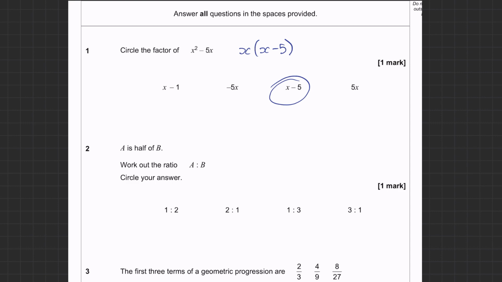Question 2. A is half of b. Work out the ratio a to b, circle your answer. Well, for the first one, if we say b is 2, well 1 is half of 2, and that's correct, so it must be this one. It can't be the second one, as b is 1 and 2 isn't half of 1, so it's not this one. For the third one, 1 is not half of 3, in fact it's a third of 3, so it can't be this one. And for the fourth one, 3 is actually 3 times b, because it's 3 times 1, so it can't be this one either.